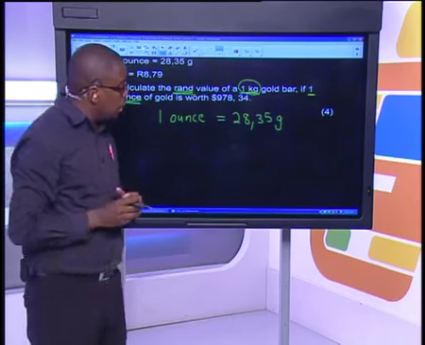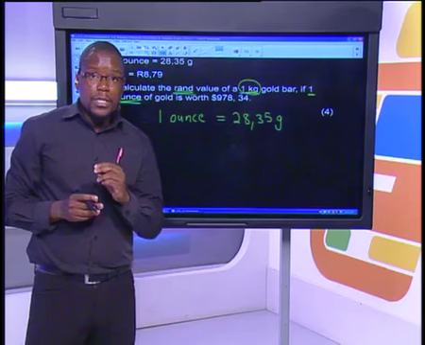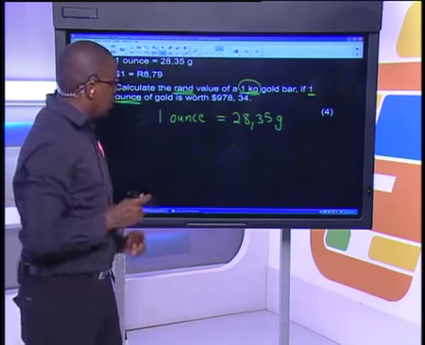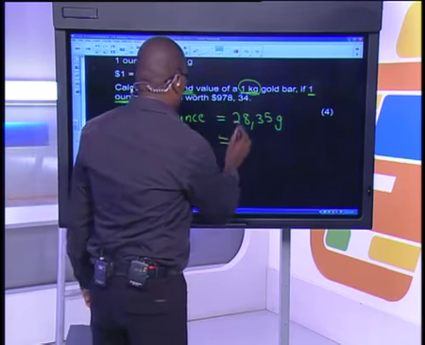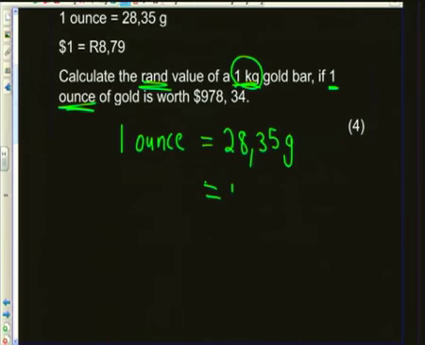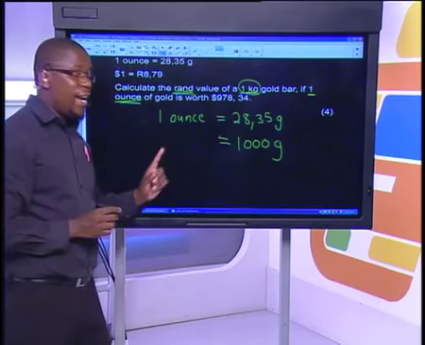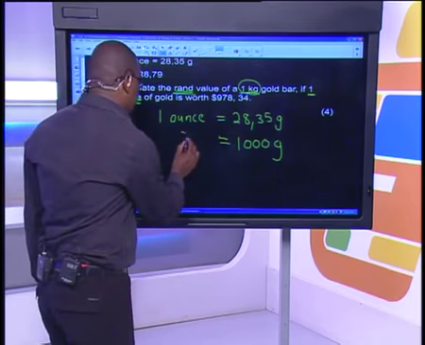Thank you very much for pointing that one out. So there are 1,000 grams in 1 kilogram. So you've got 1 kg is equivalent to 1,000 grams. But we don't know how many ounces are there for 1,000 grams. We know that 28.35 grams is equivalent to 1 ounce. So we don't know what this is.